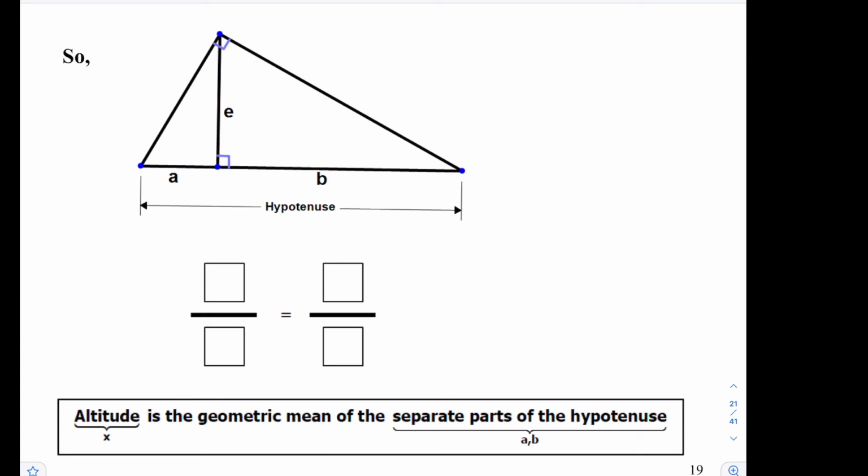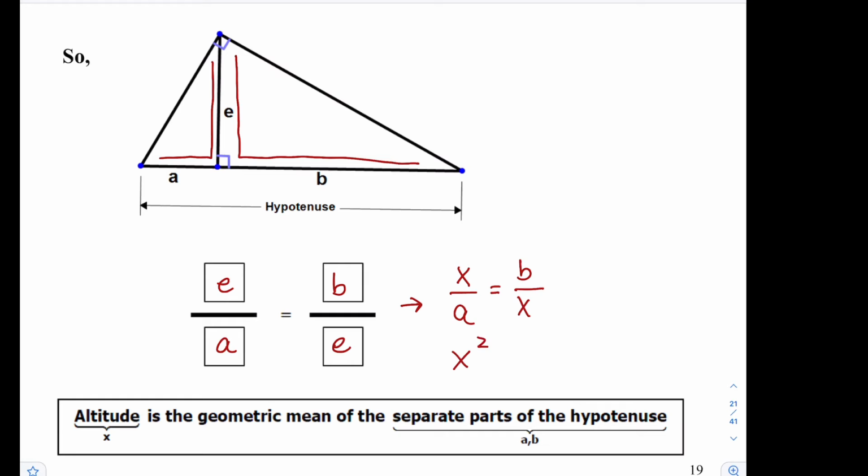So this would be demonstrated if we have E as the altitude and A and B are the two parts of the hypotenuse. E is the thing that shows up twice in the proportion, and the parts of the hypotenuse A and B fill in the other spots. If we let the altitude be x, then the x would be the thing that shows up twice. So when we cross multiply, we get x squared equals a times b, and taking the square root of both sides gives us x equals the square root of whatever a times b is.